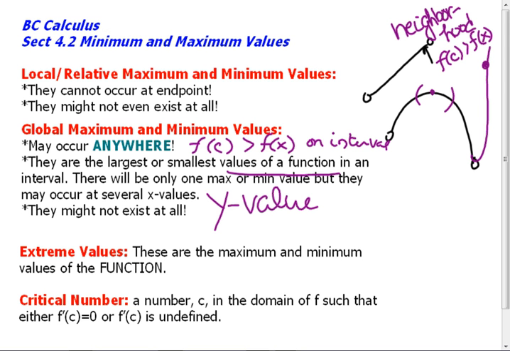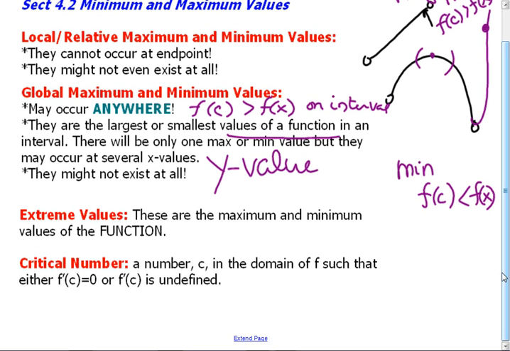Okay, so extreme values. We've got the maximum value, the absolute max, and the absolute min, the minimum value. That's the lowest point on the graph. If it's the minimum, what's true about f of c is that it's less than all the other y values in the neighborhood or in the interval, whichever. Extreme values, if they ask you for extrema, that is the plural in Latin for extreme values, you're looking for the max and minimum values of the function. They are the y values, again.